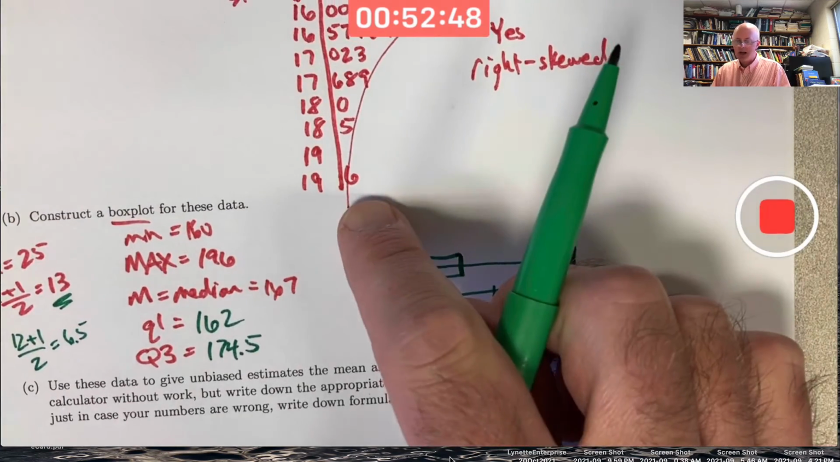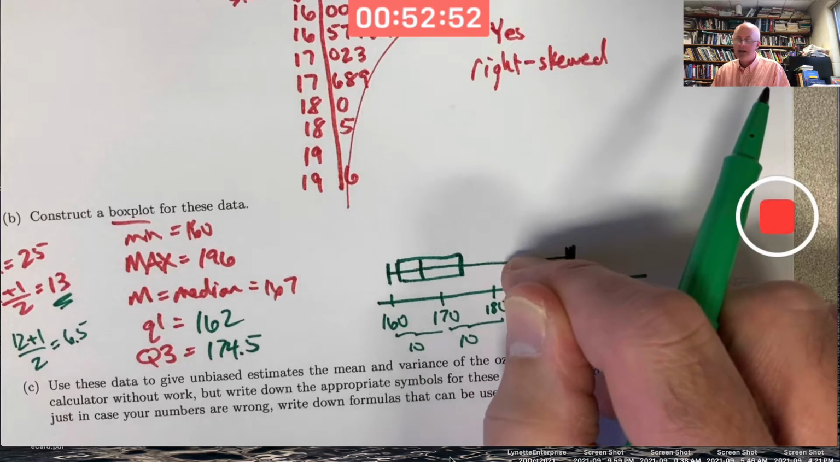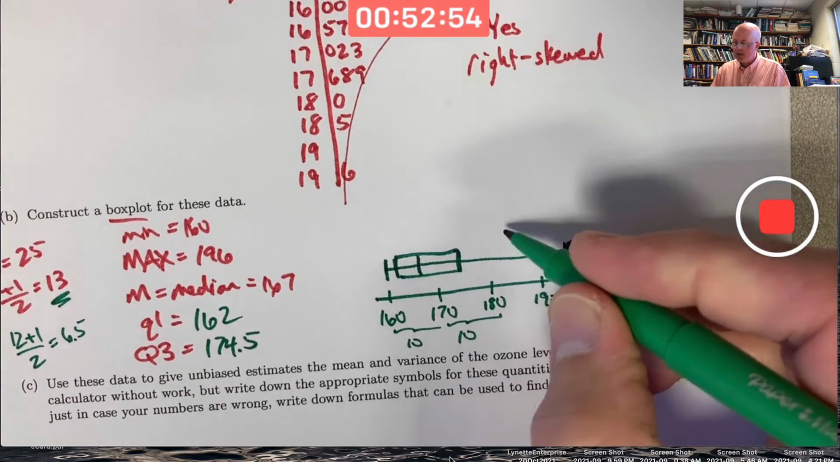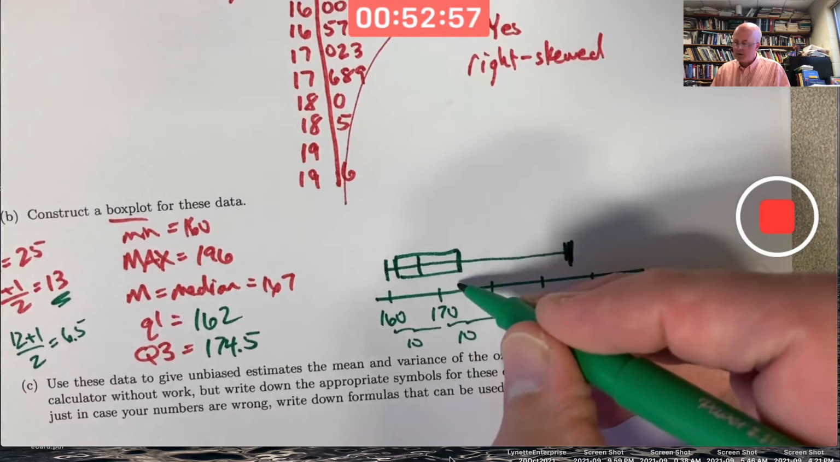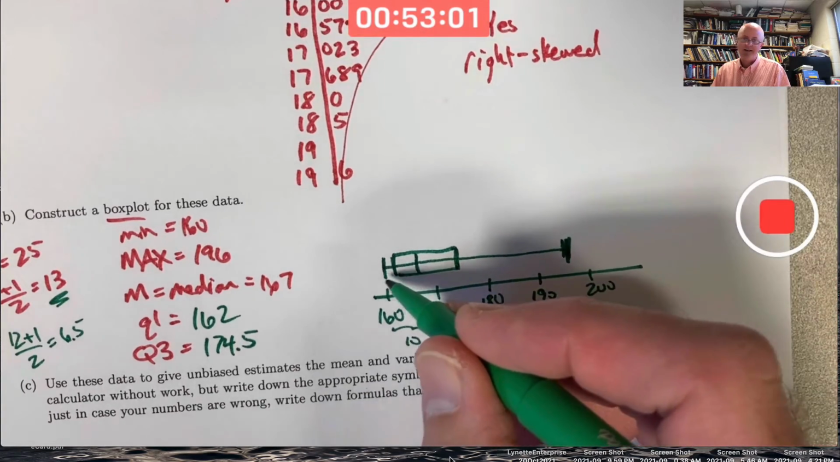Now, if 196 were not in there, effectively, well, 185 would be the maximum. It would be right here. It would still be right skewed. Okay, it's right skewed. The third quartile and the maximum are further from the median than the first quartile and the minimum are.